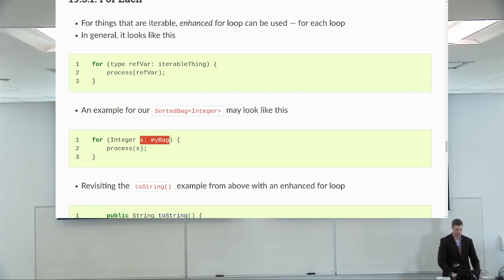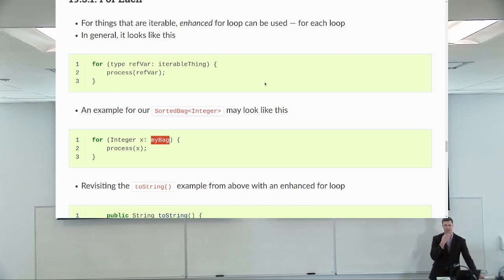If we were to think back to Python, you would say for x in my bag. But in Java, for, we need the parenthesis. We need to specify the type of the reference variable. X is the thing. Colon instead of in. Why? Because. And my bag is the iterable thing, the collection of things.